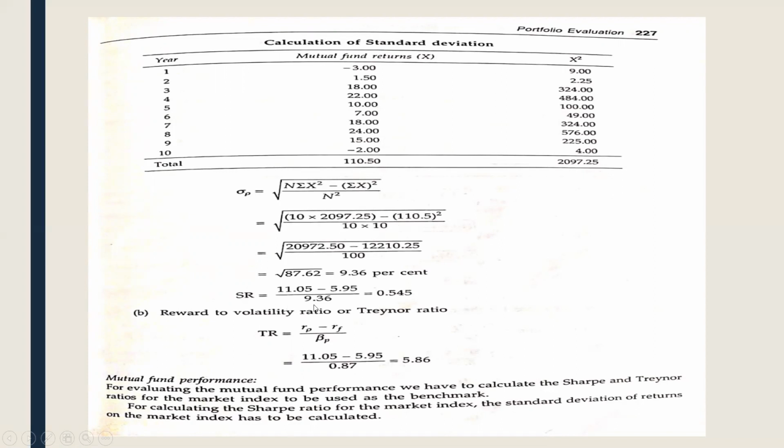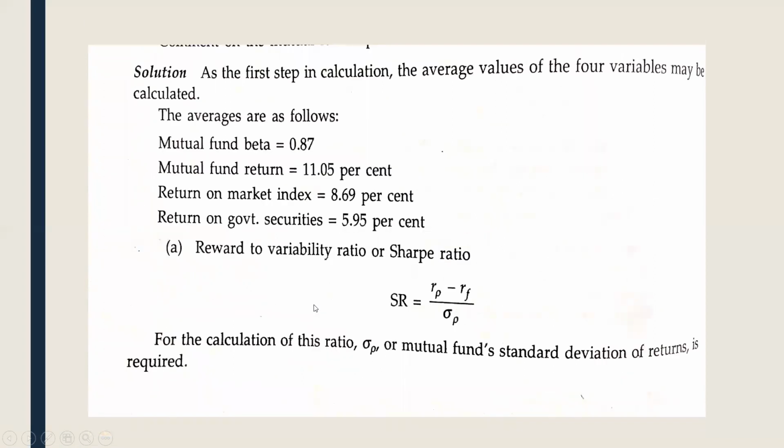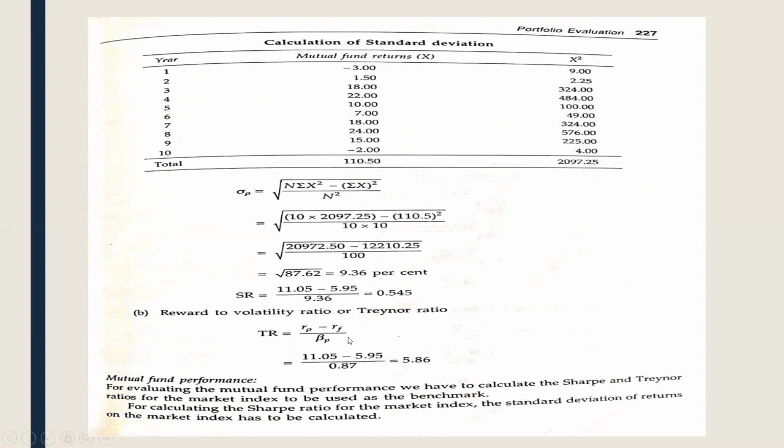So Sharpe's ratio is 11.05, which is the mutual fund return, minus the return on government securities or risk-free return, which is 5.95, divided by the standard deviation which we calculated, which is 9.36. And we'll get the Sharpe's ratio as 0.545. That is the return for the mutual fund according to Sharpe's ratio.